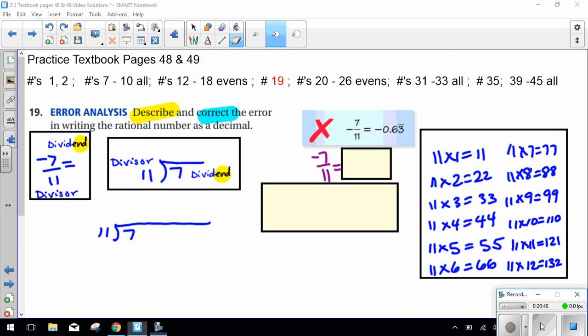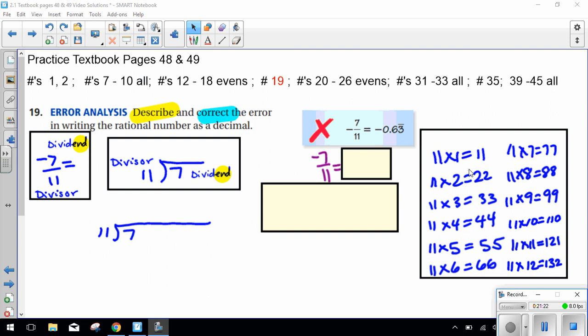It's number 19. So for this example, these are what I like to call standardized test prep questions, because they're asking you to do two things here: to describe the error and to correct the error. So you got the yellow part here in describe and the correct here. So taking a look at this, they're saying that -7 over 11 is -0.63, and the bar is over just the 3. So what we're going to do is set up our division problem as such.